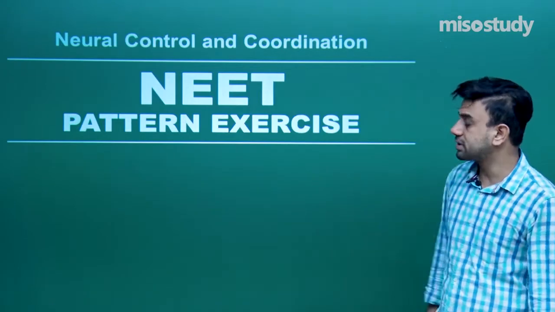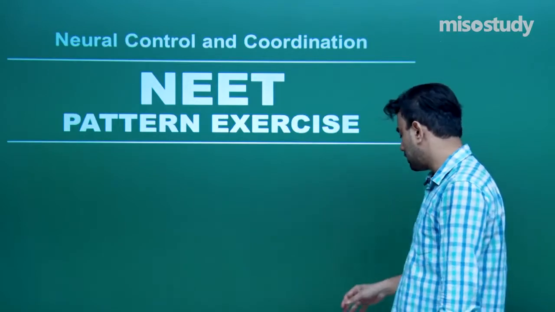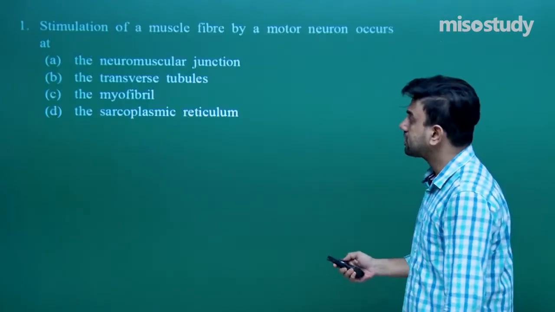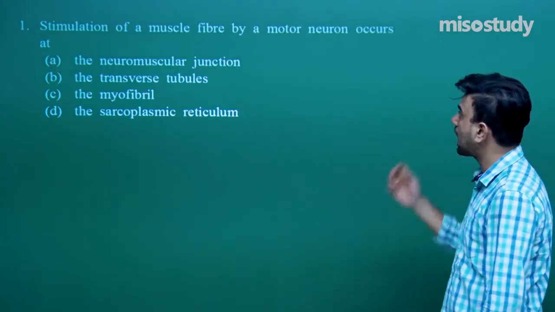So today we are going to discuss the NEET pattern exercise for the neural control and coordination chapter. Let us start from the first question. Stimulation of a muscle fiber by motor neuron occurs at, right?